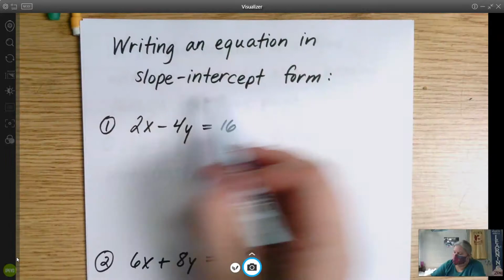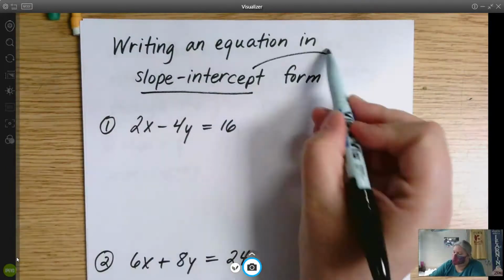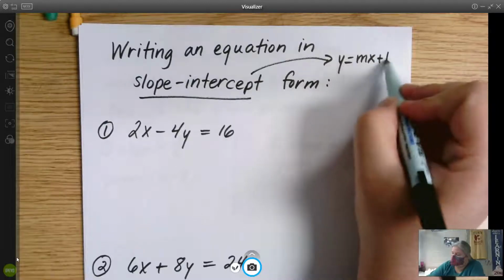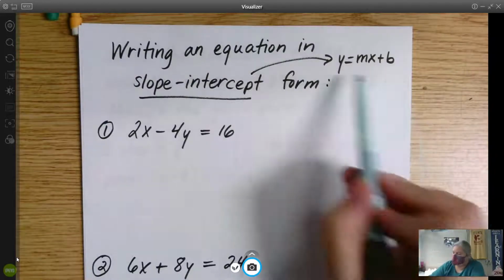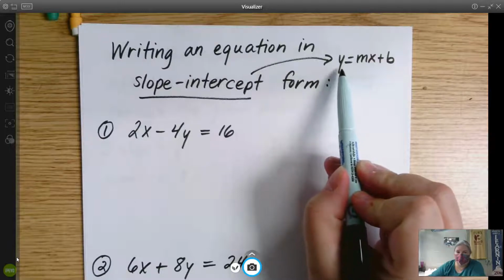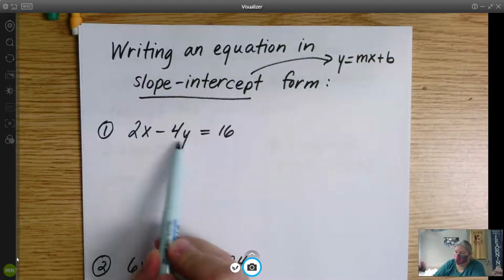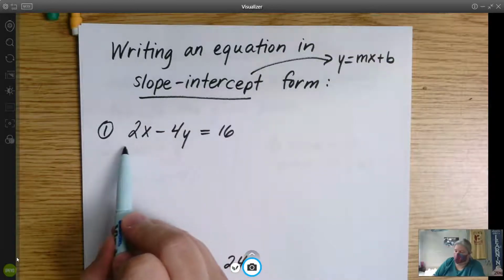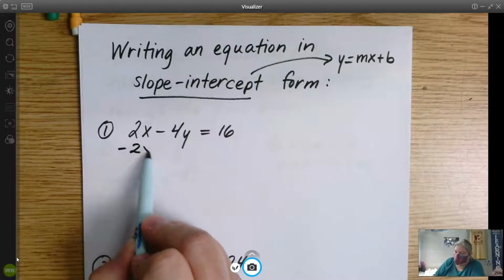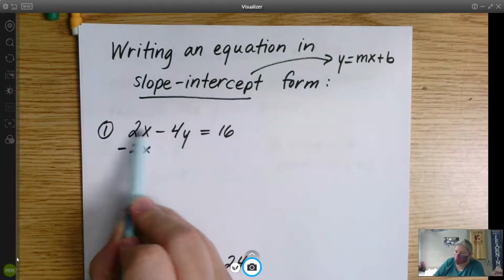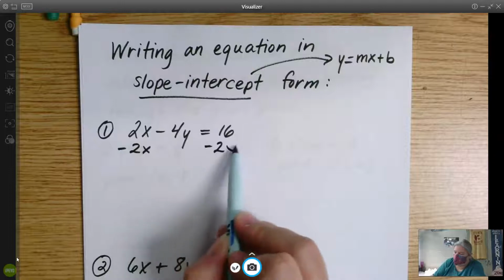Now remember first off that slope-intercept form is y equals mx plus b. The thing about slope-intercept form is if I can get y alone, it's pretty much there. So that's the goal: I'm basically just solving this equation for y, which means I'm getting everything else away from y. Always do the addition or subtraction first. This term is being basically added to negative 4y, so I'm going to subtract it from both sides.